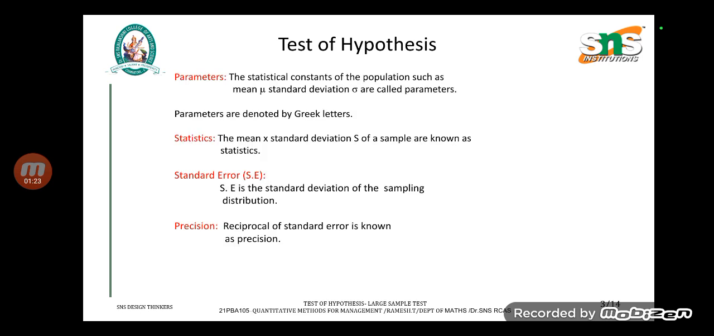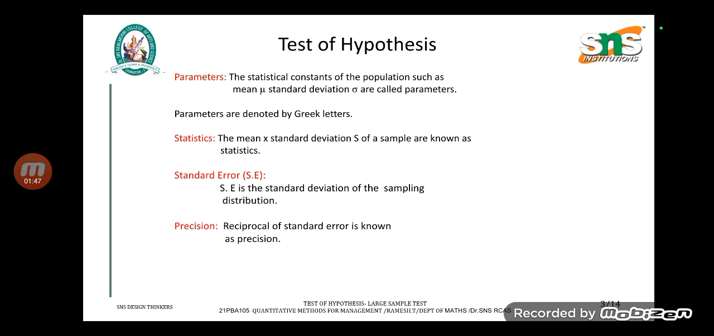Parameters. So what are parameters? There is a population, and a part of it is the sample. From that, what is a parameter? The statistical constants of the population, such as the mean mu and the standard deviation sigma, these two are called parameters. These parameters are denoted by Greek letters.